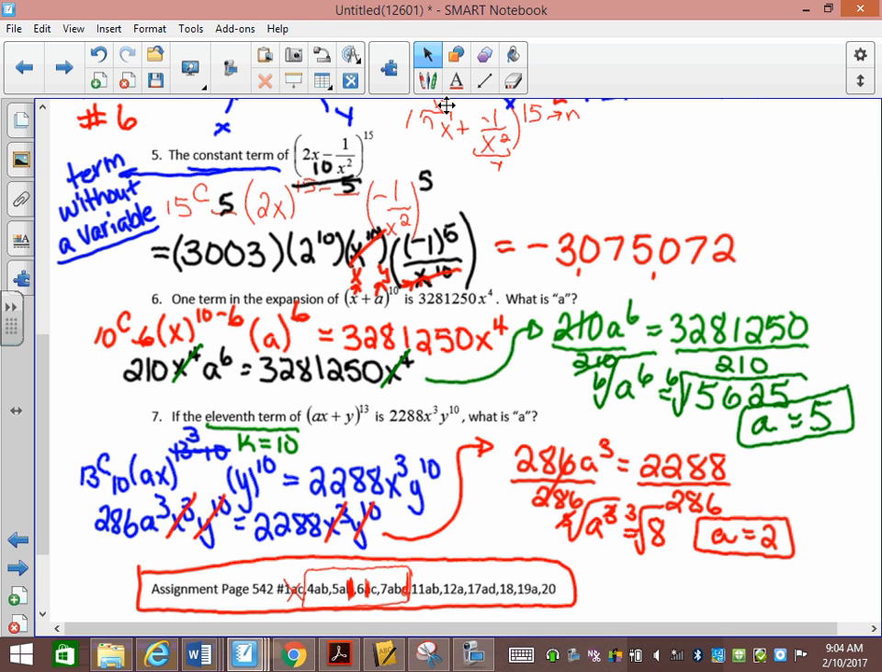Binomial theorem. There will be a large portion of the test on binomial theorem, right? So you need to know how to do it. What happens is at the end, people start slacking off on homework. You can't. You have to be able to do all that homework.